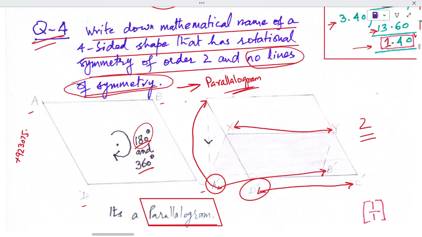And if you try the line XY first and then take any other line vertical by dividing the parallelogram in half and then fold it, you will see that the corners will not overlap each other, which proves that parallelogram has no line of symmetry and it has 2 rotational symmetry. So our answer to this question is it is a parallelogram and you score 1 mark out of 1.